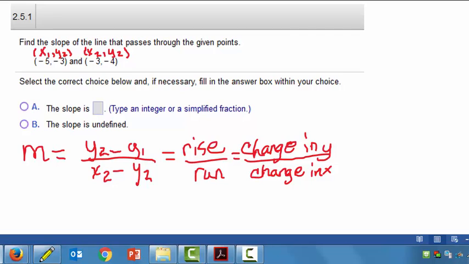And so, remember, it doesn't matter which point I refer to as x2, y2. We've called the negative 3, negative 4, x2, y2. And we have called negative 5, negative 3, x1, y1. All right, so you just want to check that your y's are in the numerator and your x's are in the denominator. Y's in the numerator, x's in the denominator.